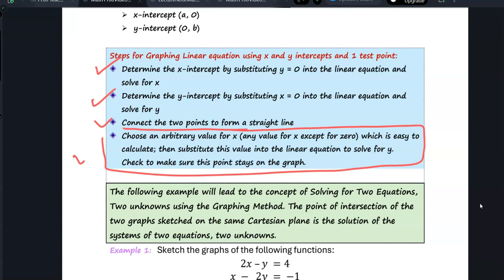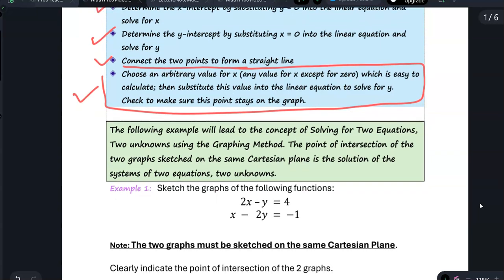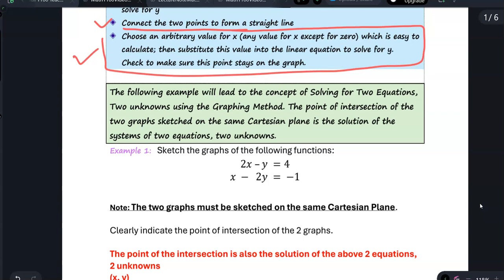So you need to pick a point on the graph and test in both equations to see if it satisfies both equations. So right now, we are going to work at this example. And what I will do is I will combine the graphing lesson with finding the solutions of these two equations, two unknowns. Okay, so this is one linear equation that I have with the x and y, and another linear equation that I also have with the x and the y, and I need to solve for x and y.